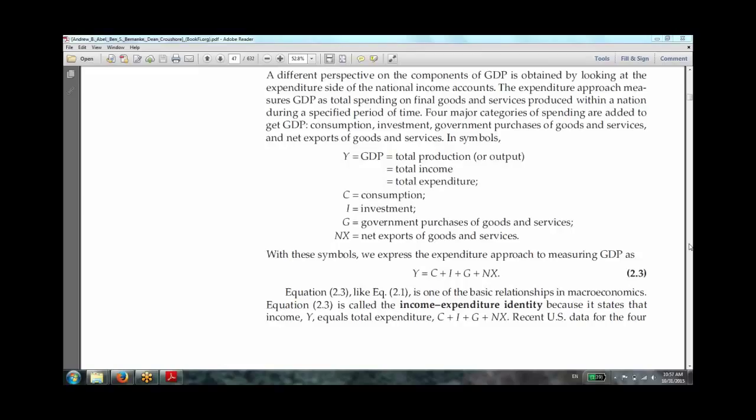Does everybody understand why the government is asking the Reserve Bank of India to reduce interest rates? Do you have any question on that?